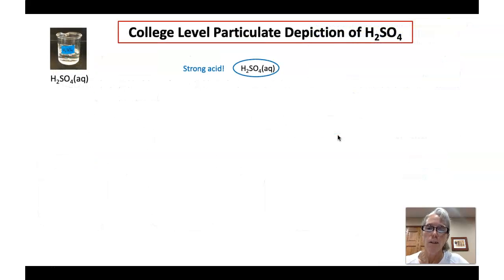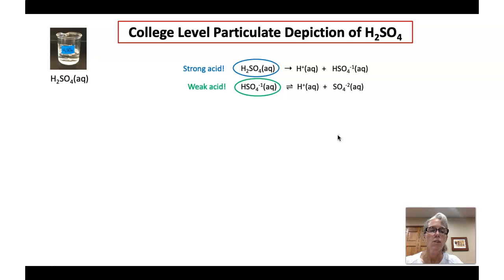So, as you probably know, sulfuric acid is a strong acid, and that means that it completely dissociates to the hydrogen ion and the bisulfate ion. What makes things complicated, however, is that bisulfate is also an acid, but it's a weak acid. And since it's a weak acid, that means that it only partially dissociates and creates an equilibrium. Now, when we say partially dissociates, that really means just barely dissociates.